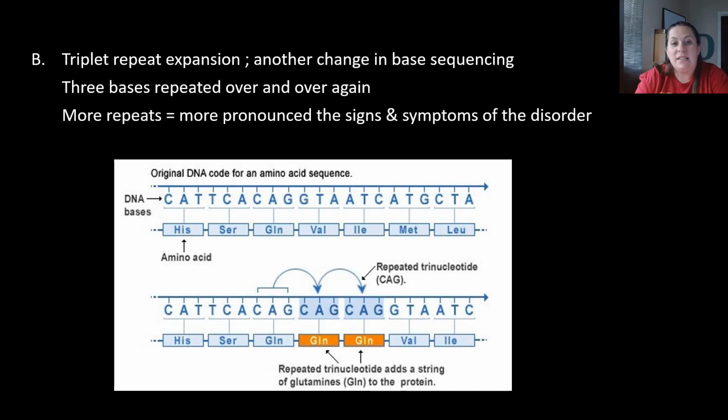All right, last but not least, this brings us to a triple repeat expansion. This is another change in base sequencing that can take place. This is where 3 bases get repeated over and over again. So instead of just having that code CAG once, the patient may have CAG, CAG, CAG, CAG over and over again in their DNA. This ultimately can disrupt protein synthesis and cause issues. So when we look here, the more repeats there are, the more pronounced the signs and symptoms of the disorder are. If they only have 2 repeats, it's not as big of a deal versus if they have 12 repeats. The more repeats, the more severe it is.